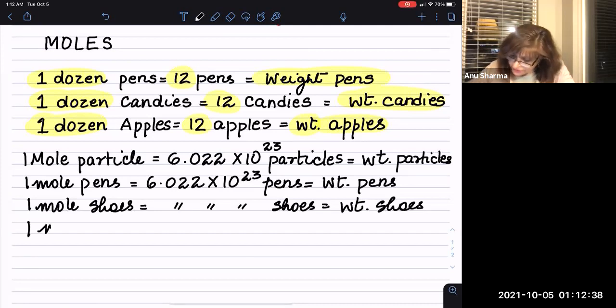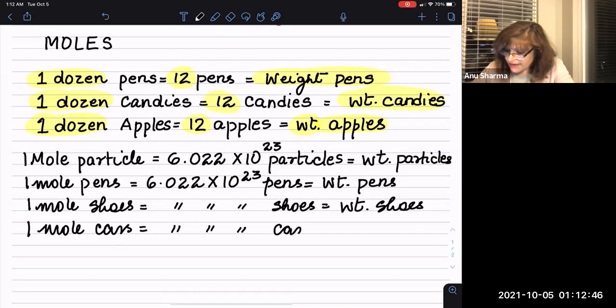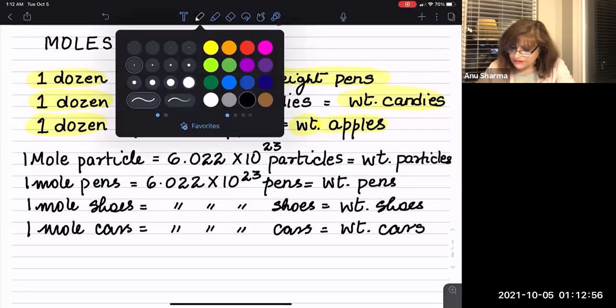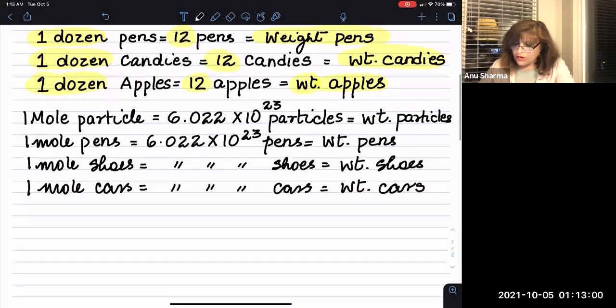Then let's look at this, 1 mole of cars. Now that's a lot of cars, 6.022 times 10 to the power 23 cars. And look at the weight of those cars, a huge amount. So you get that picture that the weights vary, but the total amount of the substance remains the same. And we see that they are all 1 mole.